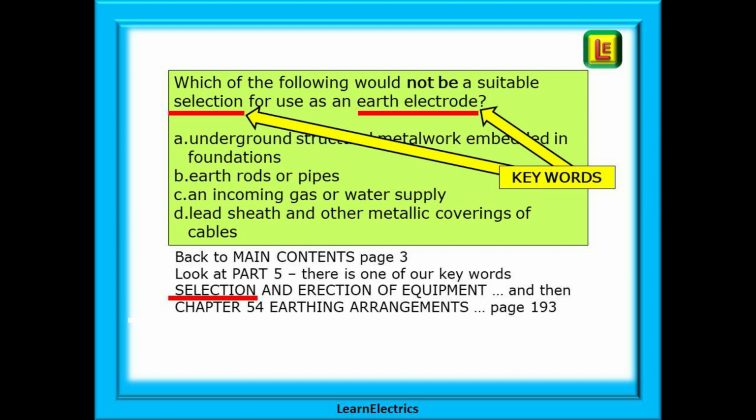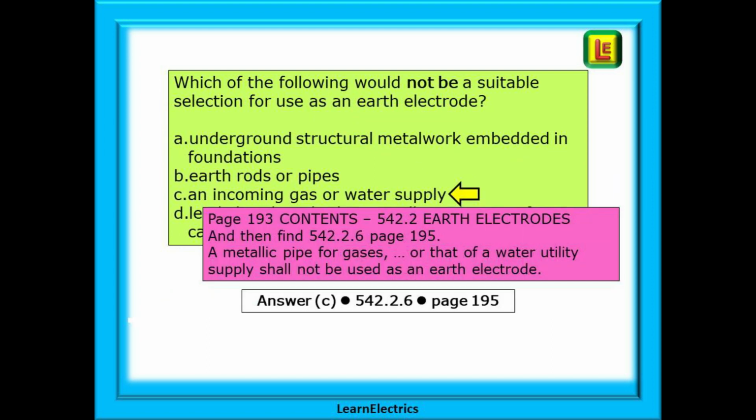Go back to page 3, main contents. Look at part 5, and there is one of our keywords, selection and erection of equipment. And then, chapter 54, earthing arrangements, page 193. And on page 193, we find another contents list. It tells us to go to regulation 542.2, earth electrodes. We are getting closer now. We are following the key words.